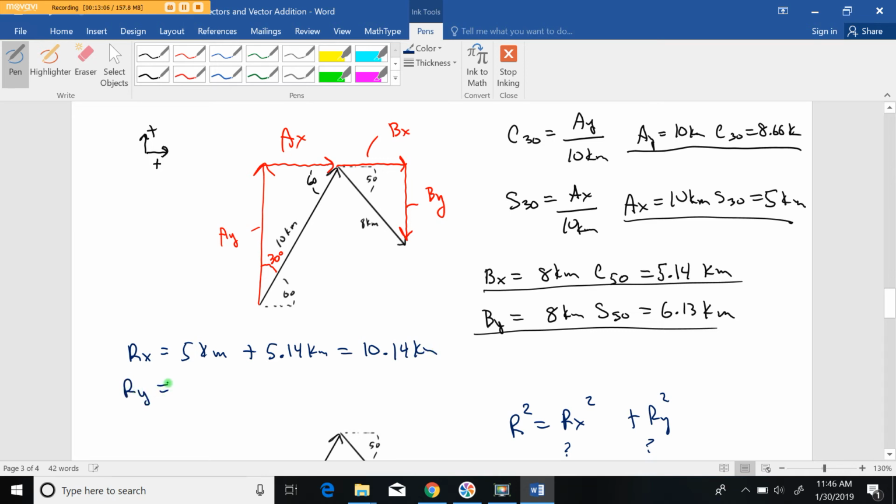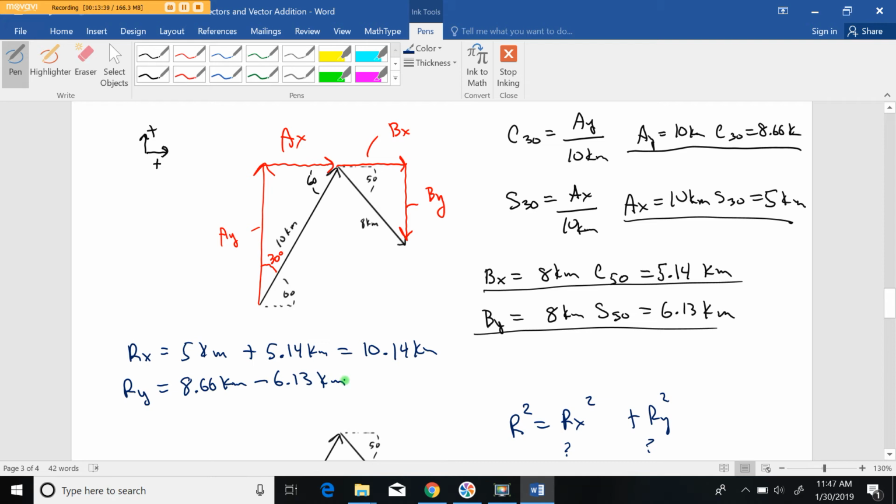Ry, the y component of the resultant, we can get by adding the y component of vector A, which was 8.66 kilometers, to the y component of vector B, which is 6.13 kilometers, and notice it's down. So when you do vector addition, you have to take direction into account. Let's go ahead and put minus 6.13 kilometers.